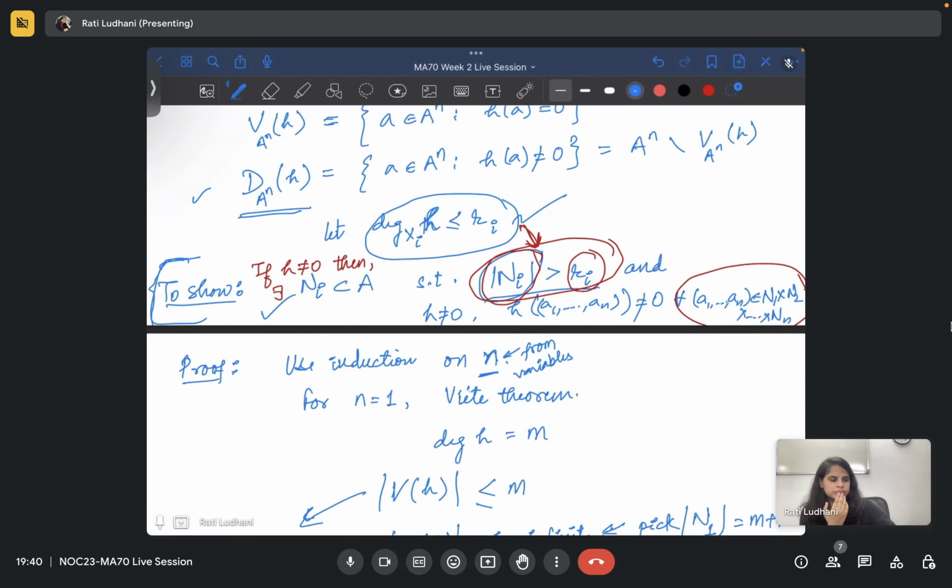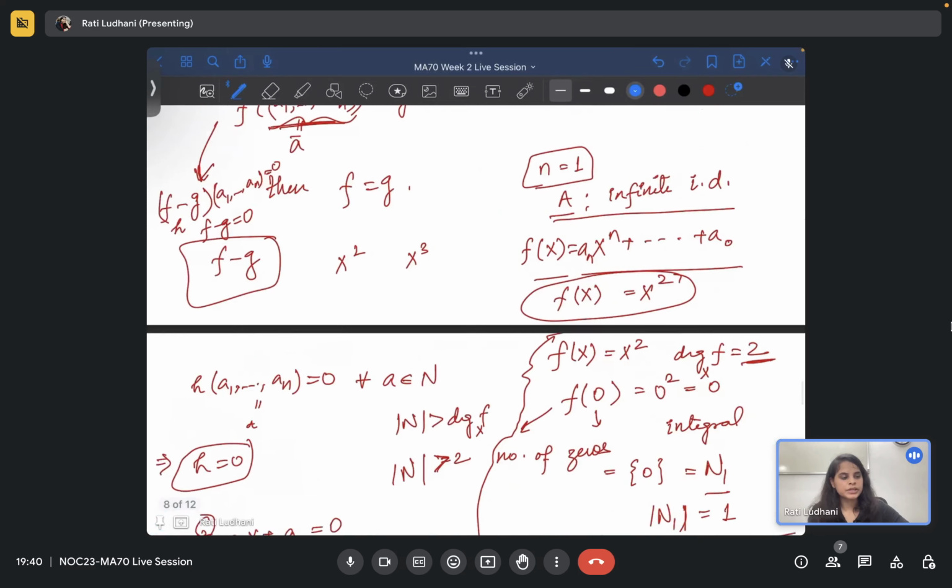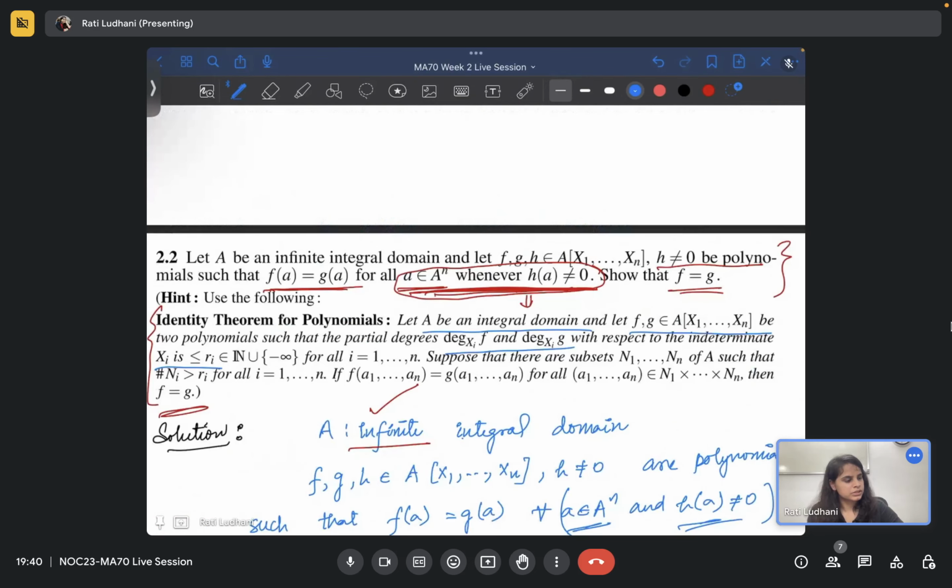In the statement of induction, you said that there exists Ni bigger than Ri such that H doesn't vanish. The identity theorem says if you have such Ni's, then the polynomial is 0. Identity theorem assumes that you have Ni's. Suppose there are subsets Ni's, and on these Ni's the polynomial is equal, like if f is 0 at those points, then f itself is 0. That is the identity theorem.